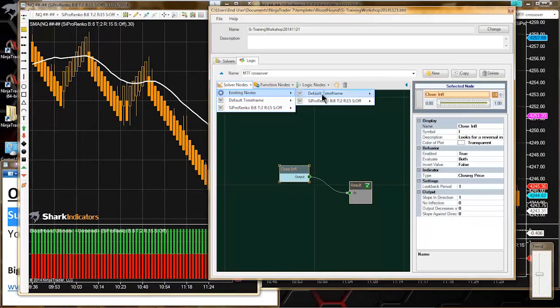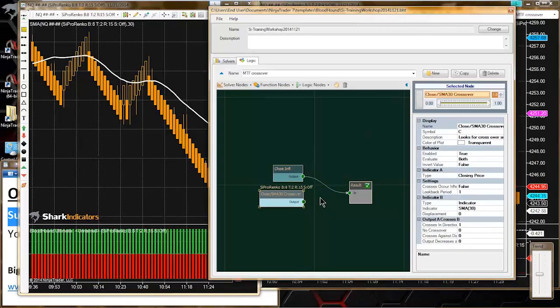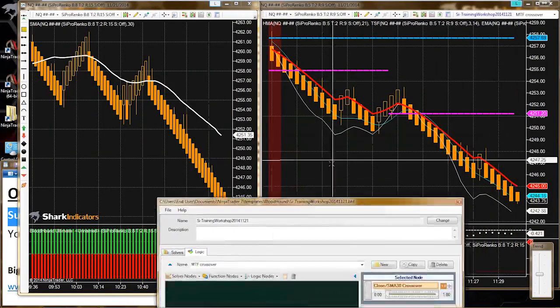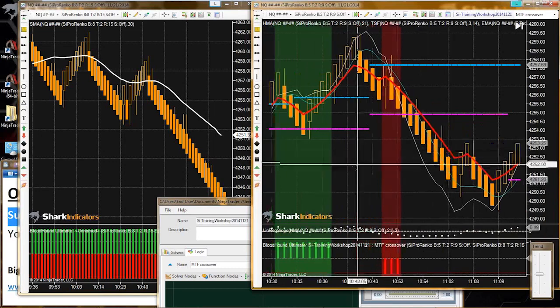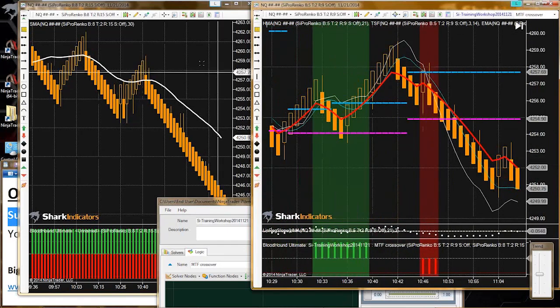So when we look under existing nodes, we can see that now we have multiple time frames here. So we have solvers that are working on the default time frame, and we have solvers that are working on the higher time frame, or our 8 Pro Renko. So put that on there. And so we can take a look at this. And let me change my crosshairs to global crosshairs.